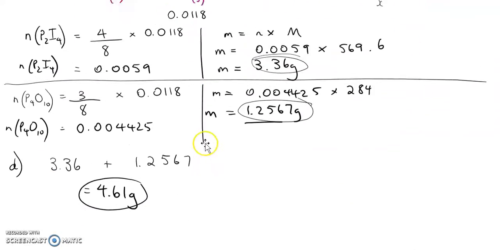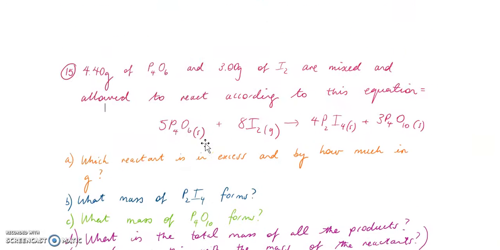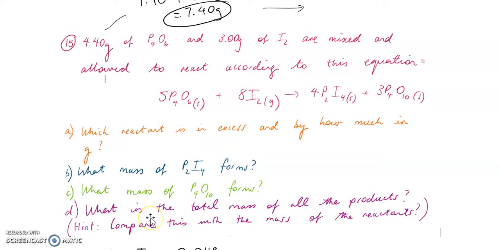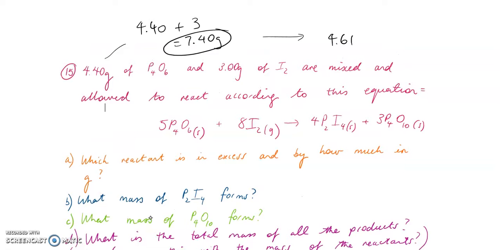So you might be thinking, right, well, given the principle of the conservation of mass, we've got 4.40 plus 3. So this is the gram value of my reactants. And so I'm saying that the total gram value of my product is 4.16. Okay, does that look like the conservation of mass? Reactants, products? Doesn't look like it, does it? So what is going on here?